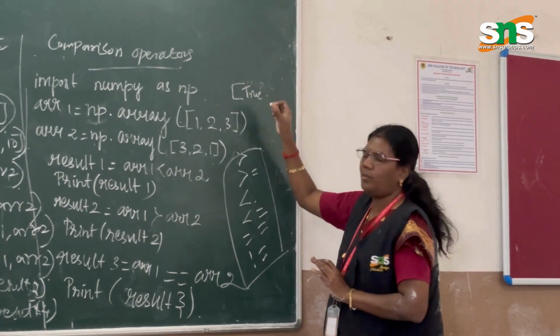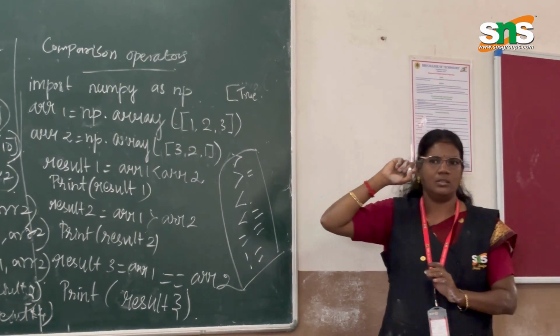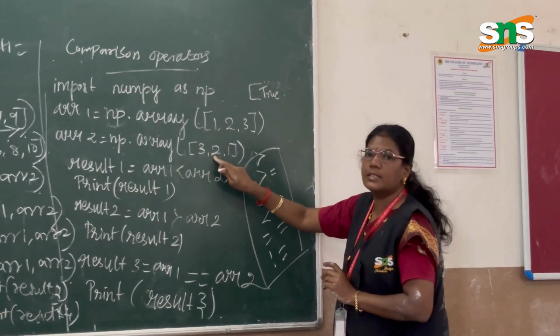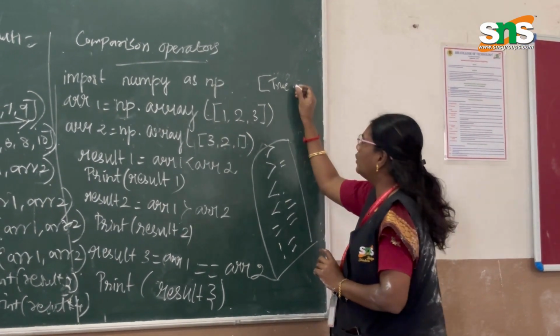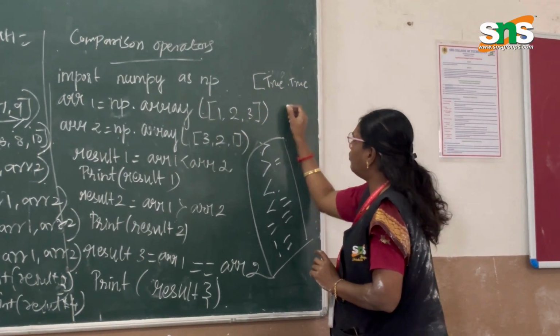true. The result will be only Boolean values, that is true or false. 1 is less than 3, true. 2 is less than 2, true or false? 3 is less than 1, false.